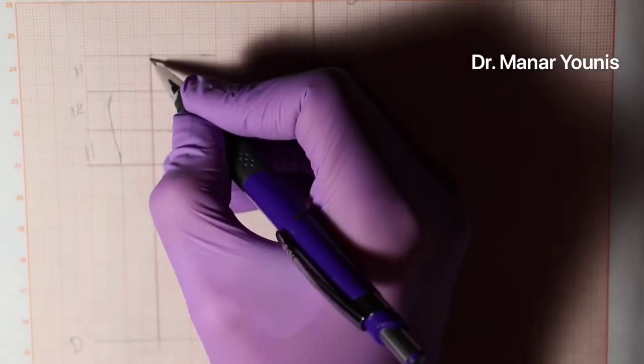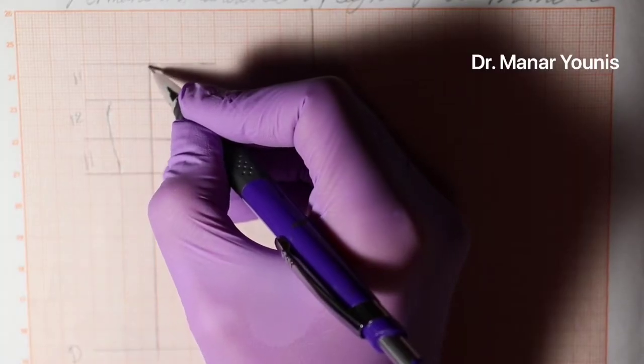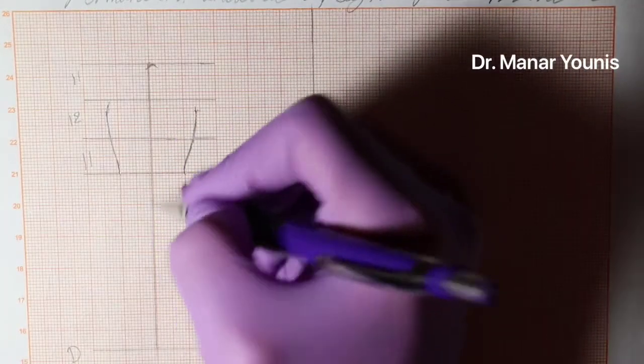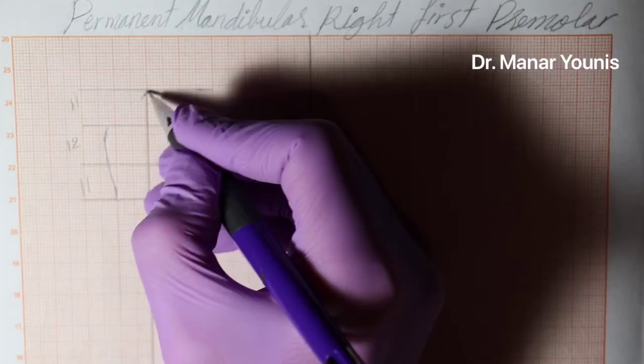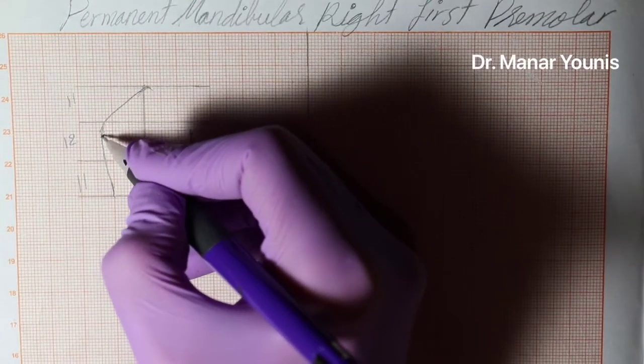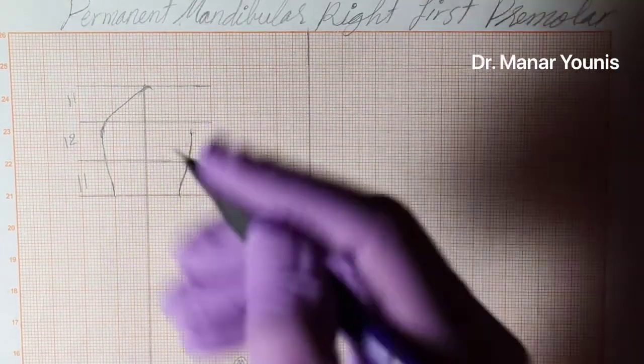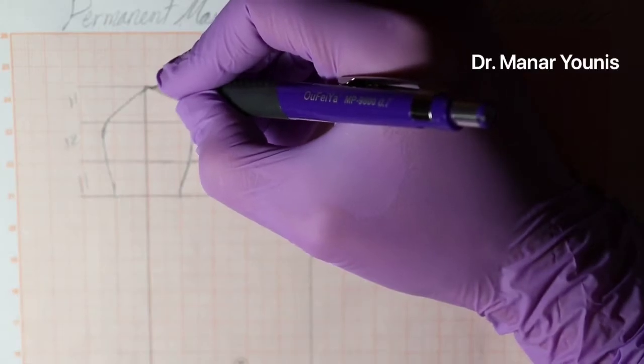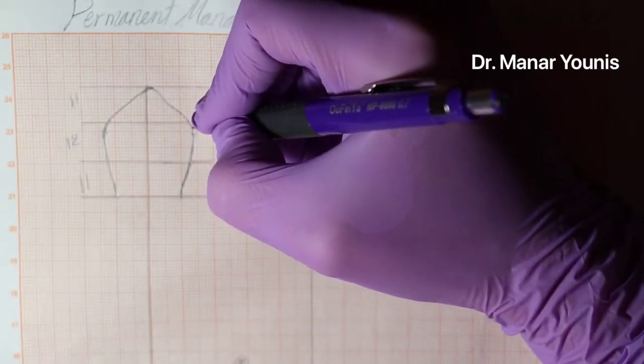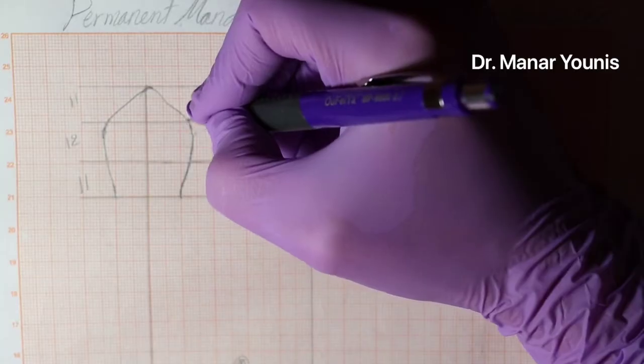So I mark the tip of the cusp about 2 millimeters mesial to the bisecting line. I will draw the distal slope and the mesial slope, which is slightly concave compared with the distal.